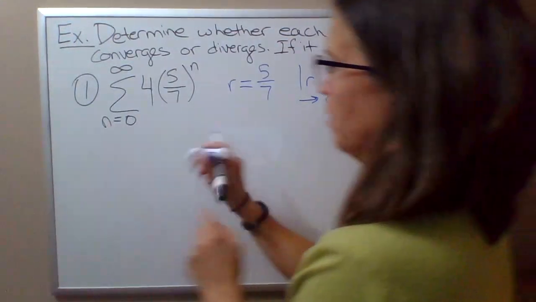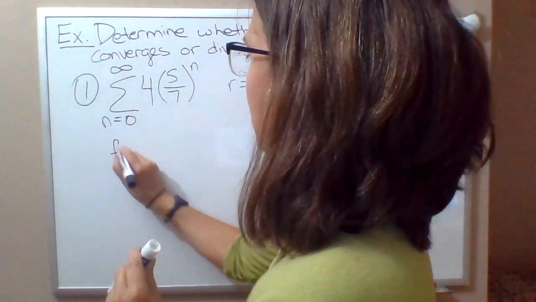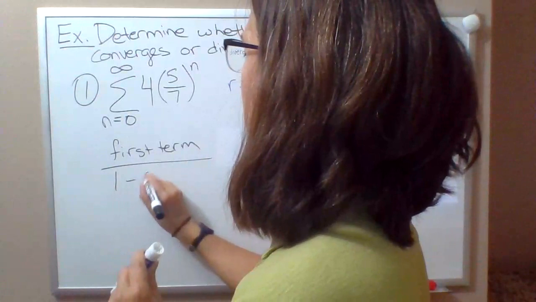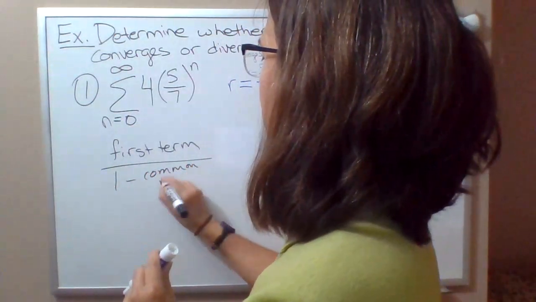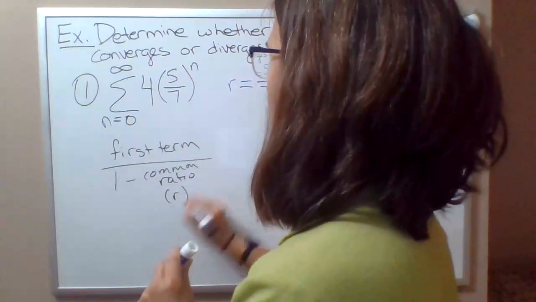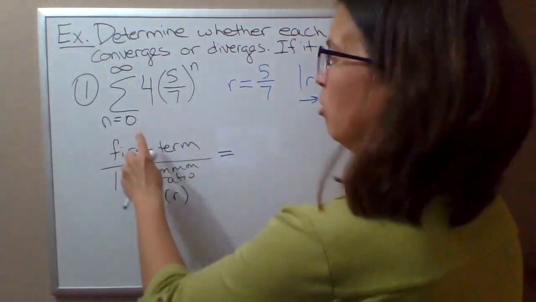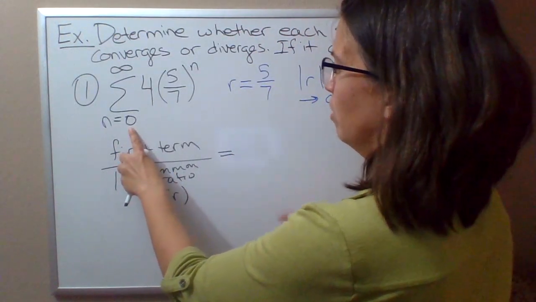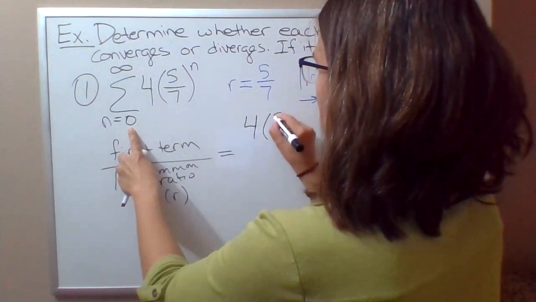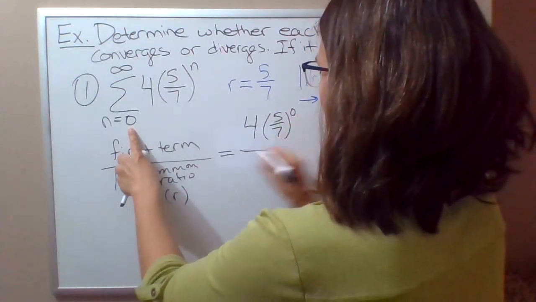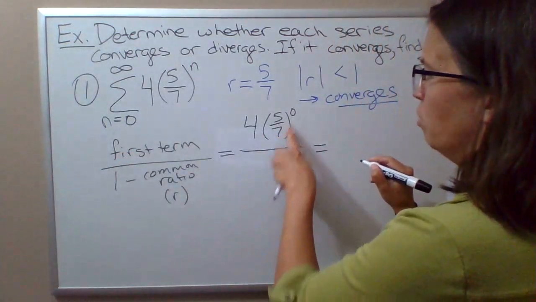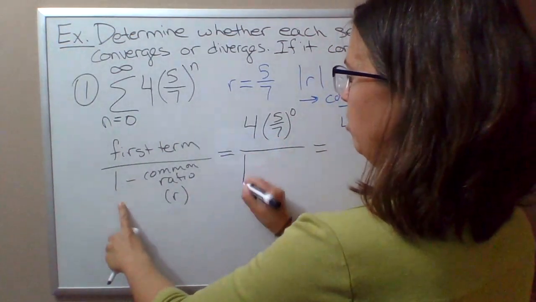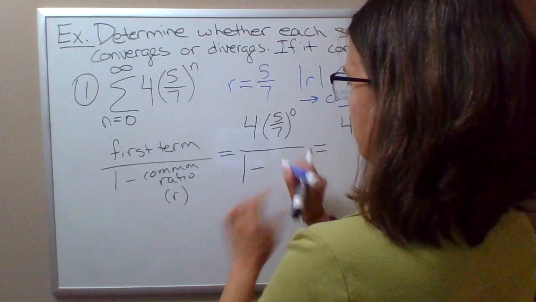That means we can find the sum using this formula, where I like to express it in words: first term over 1 minus the common ratio, which is the r. So in this case, for the first term, we plug in the starting value for n. If n equals 0, then the first term is 4 times (5/7) to the 0, and a non-zero number raised to the 0 power is 1. So this numerator is 4. The denominator is 1 minus the common ratio, which is 5/7.